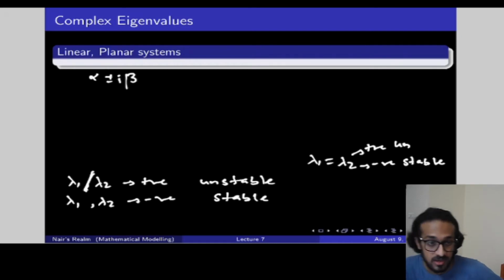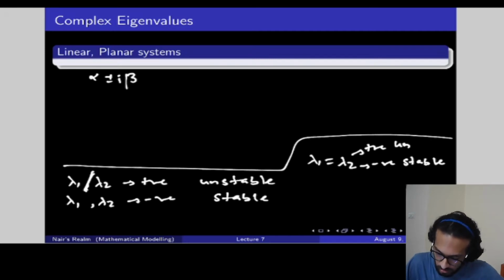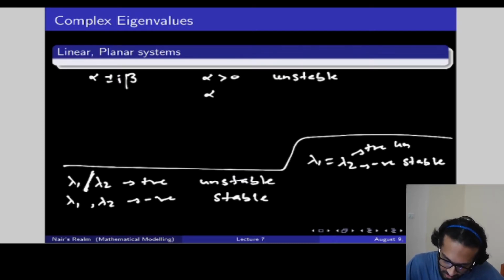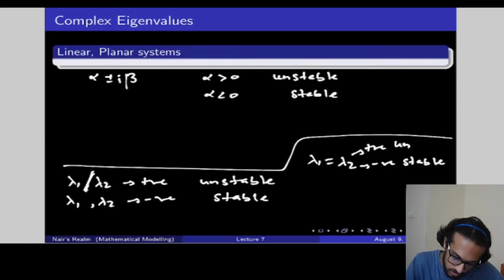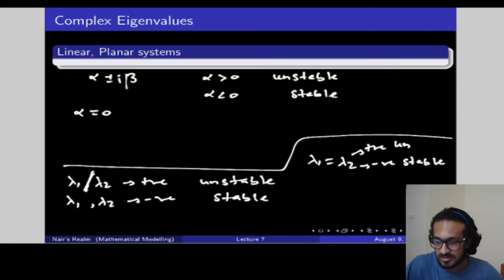Now we discussed again, like in the previous video briefly, that if alpha is positive, we can say that it's unstable. If alpha is negative, it is stable. Now the question comes about if alpha is 0, but more in depth about the complex eigenvalues. So in real life, most equations that we model, if you solve for the eigenvalues, you are going to get complex eigenvalues. That's just how it is.